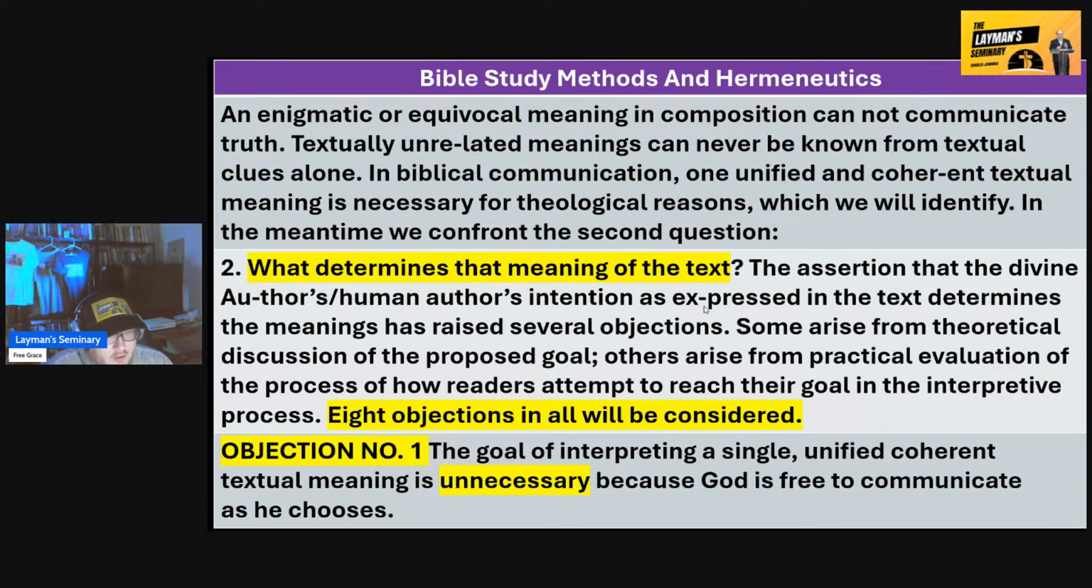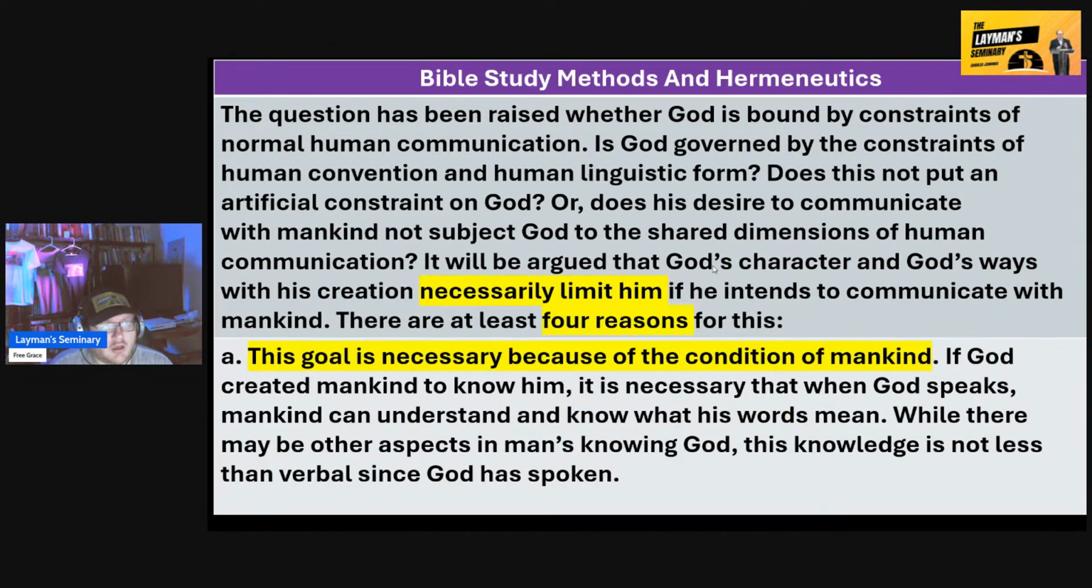Objection number 1. The goal of interpreting a single, unified, coherent textual meaning is unnecessary because God is free to communicate as he chooses. The question has been raised whether God is bound by constraints of normal human communication. Is God governed by the constraints of human convention and human linguistic form? Does this not put an artificial constraint on God? Or does his desire to communicate with mankind not subject God to the shared dimensions of human communication?